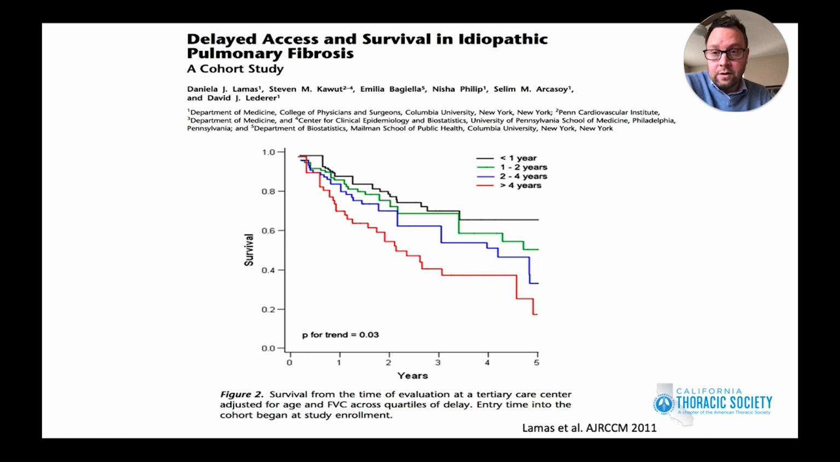And so this is one last piece as to why it's important to get patients to a center of excellence. This was a study published by the Columbia Group back in 2011, looking at the time it took for a patient to be referred and evaluated at a center of excellence. And as you can see here, even after adjusting for duration of disease, those who waited longer to receive evaluation at the center of excellence had worse outcomes compared to those that were referred promptly.